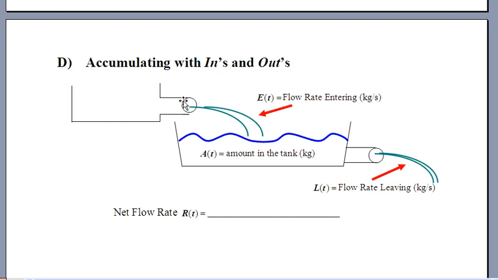You've got your faucet over here, and you've got a drain as well. The net flow rate, the overall R, it's a competition between the faucet and the drain. And so it's actually the entering rate, which depends on time, minus the leaving rate, which will depend on time.